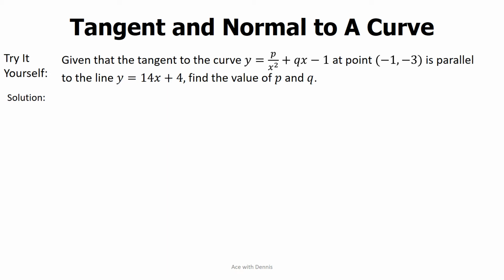Here's the solution. Now you want to find the value of p and q, which means you have two unknowns. Then you need to have two equations so that you can solve simultaneous equations to get the values of p and q.